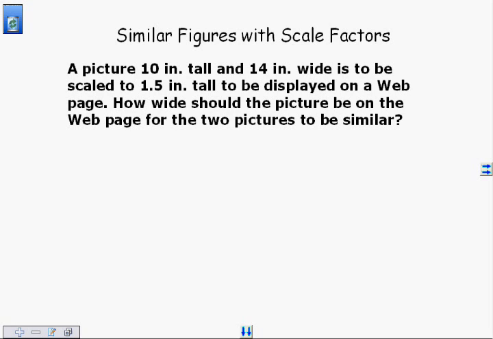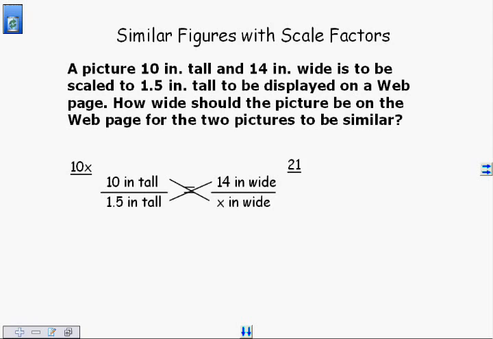So this is pretty important, because if you don't make the width proportional to how tall it is, then that picture is going to look distorted. It's going to be all stretched out. So we want to make sure we do this just right. First thing we're going to do is set up the heights over the heights and the widths over the widths. So we start, the original is 10 tall, 14 wide, and we put those over 1.5 tall, and we don't know how wide. We're trying to figure that out.